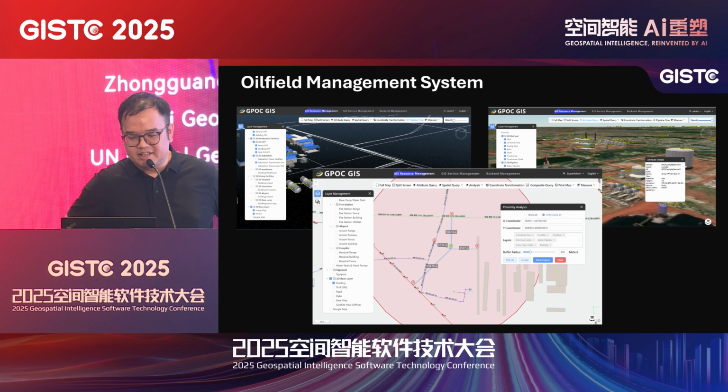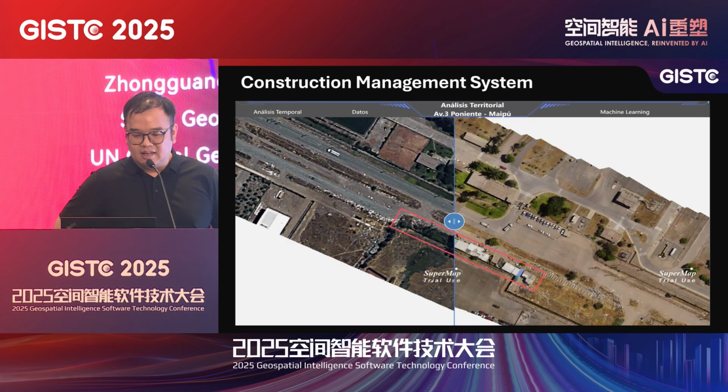And another international use case is an oil field management system that uses our product in Africa. This one is a project done by our Latin American partner in Chile. They implemented a system with our AI capability to identify new constructions, so unauthorized constructions can be detected and the authorities can take action quickly.